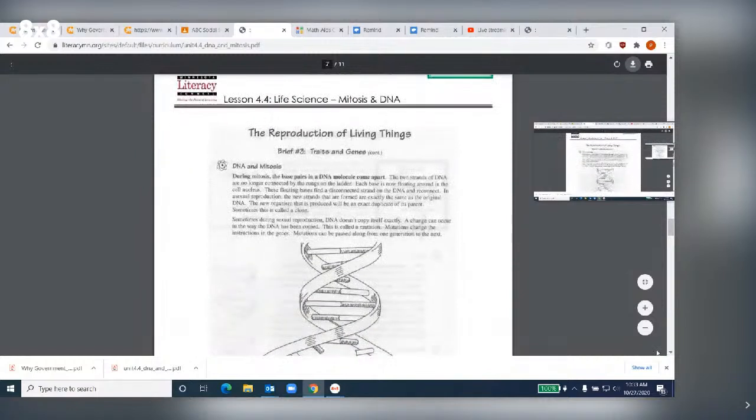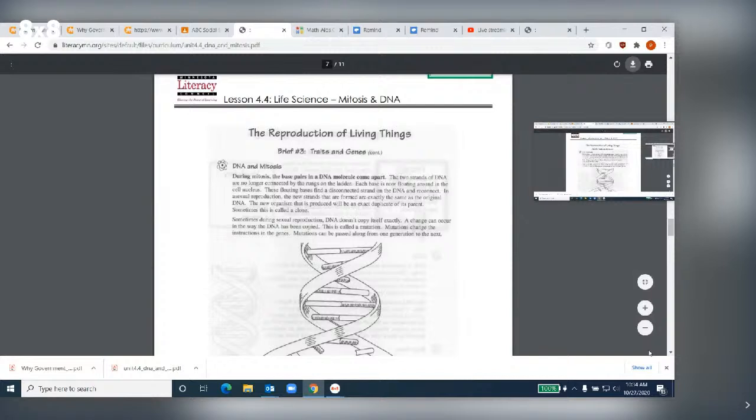Okay, so DNA and mitosis. During mitosis, the base pairs in the DNA molecule come apart. The 2 strands of DNA are no longer connected by the rungs of the ladder. Each base is now floating around in the cell nucleus. These floating bases find a disconnected strand on the DNA and reconnect. In asexual reproduction, the new strands that are formed are exactly the same as the original DNA. The new organism that is produced will be the exact duplicate of its parent. Sometimes it's called a clone. Remember, that's asexual reproduction.